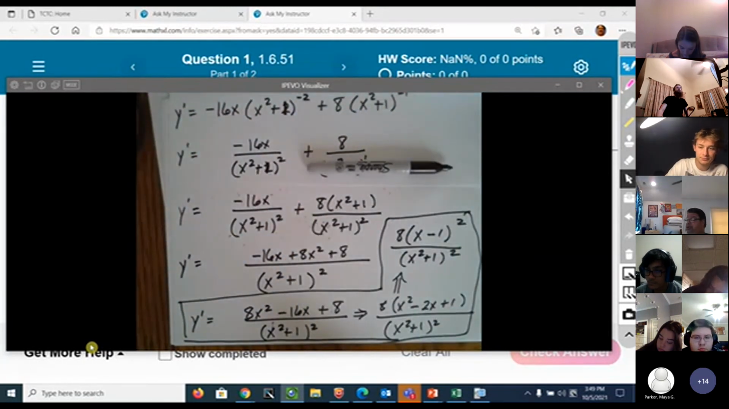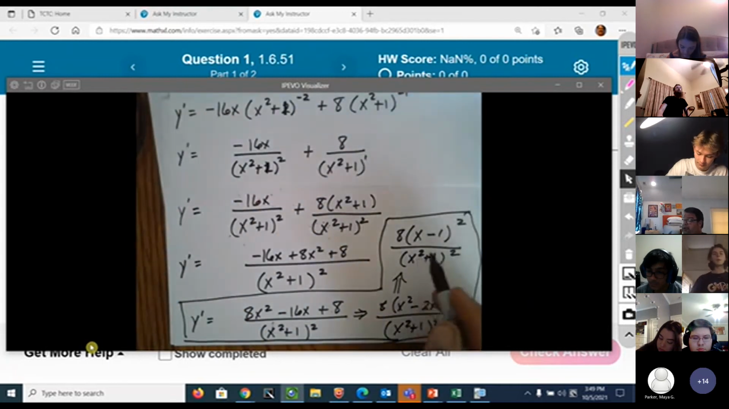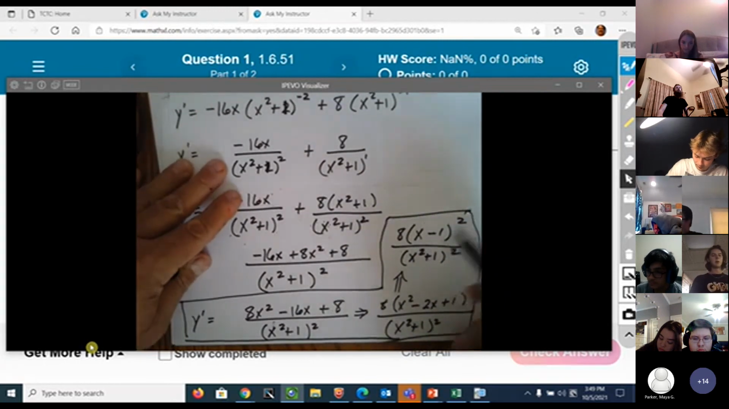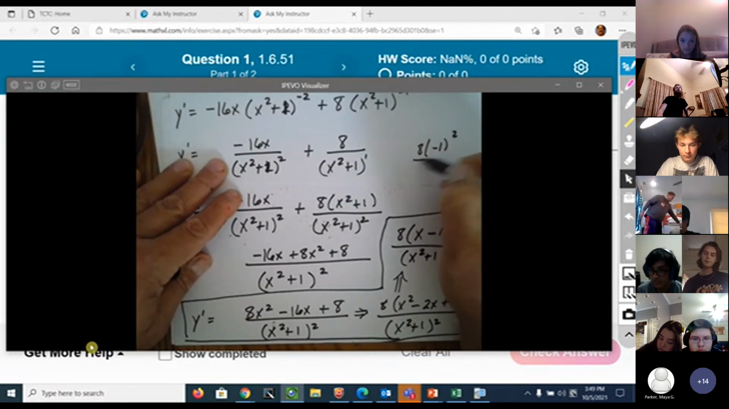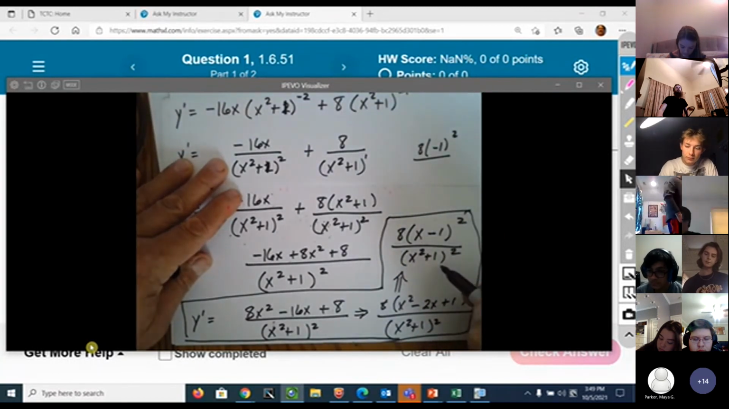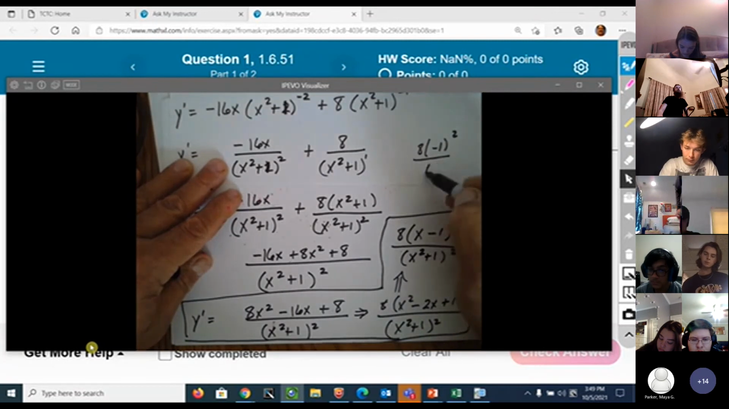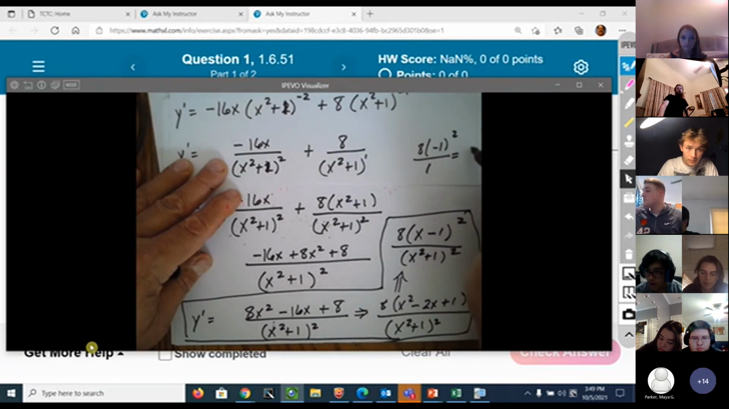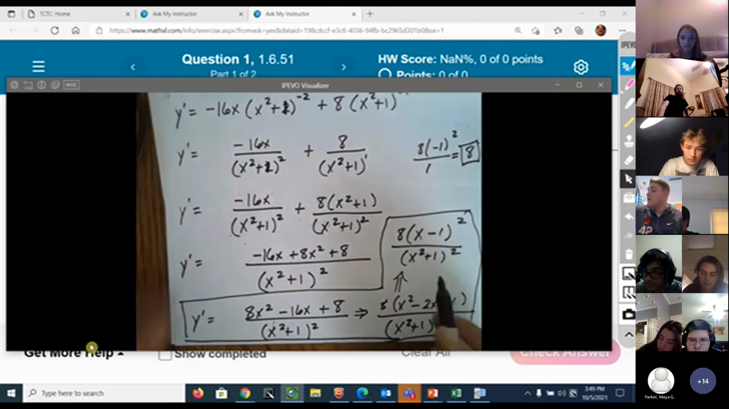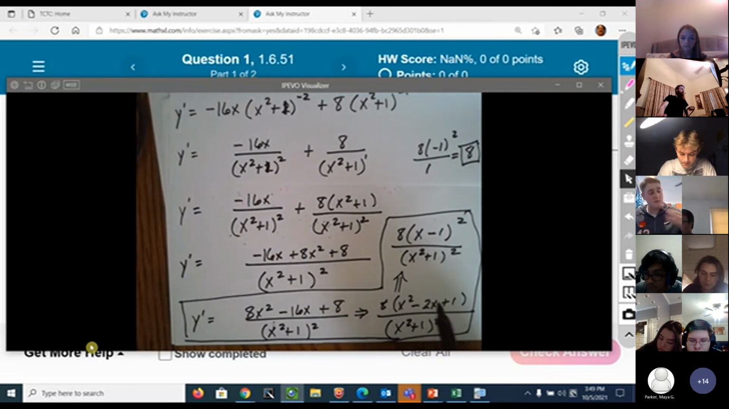So if you plug in 0 here, you're going to get a slope. Let's see, that's going to be 8 times negative 1 squared over 0 plus 1 is 1 squared, which is 1. So 8, negative 1 squared is 1, so it'd be 8. So at the origin, I've got a slope of 8.